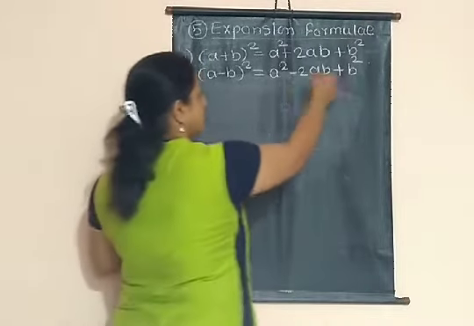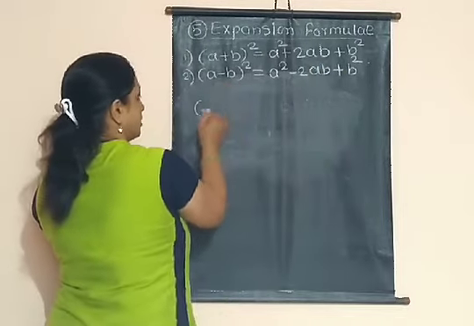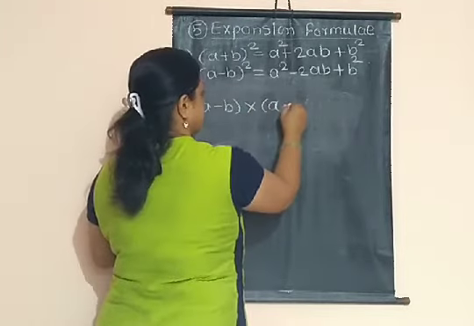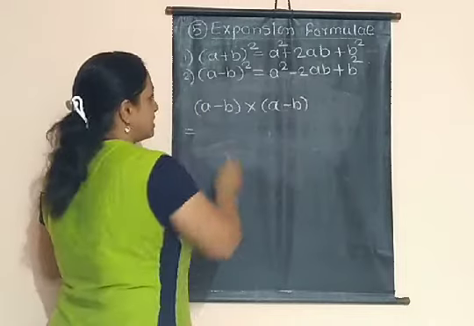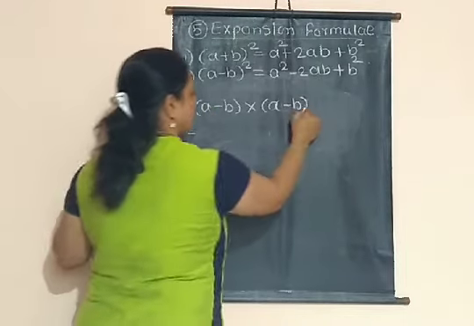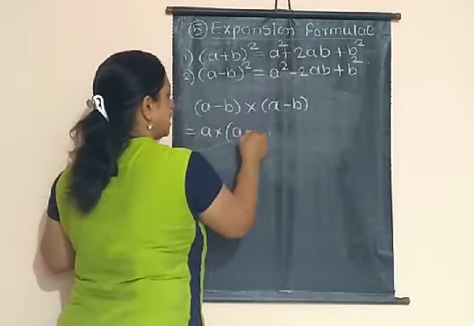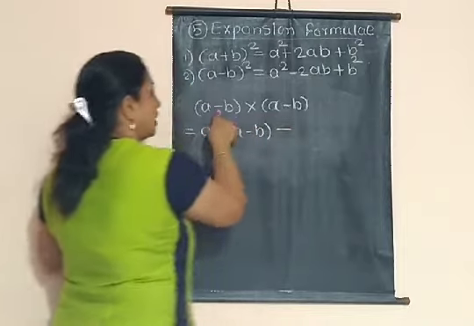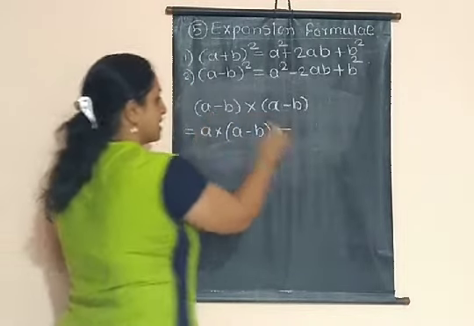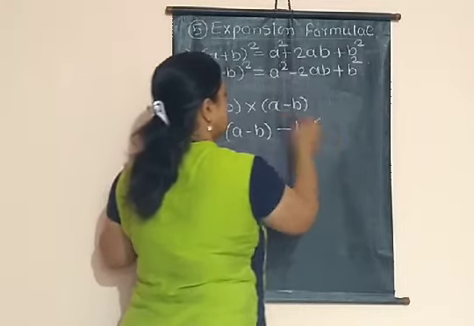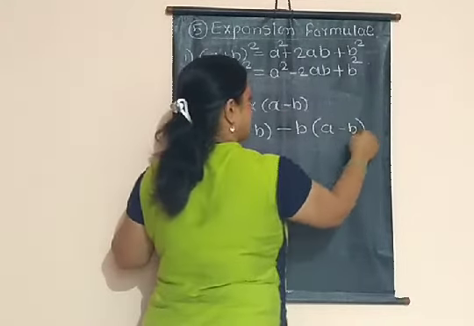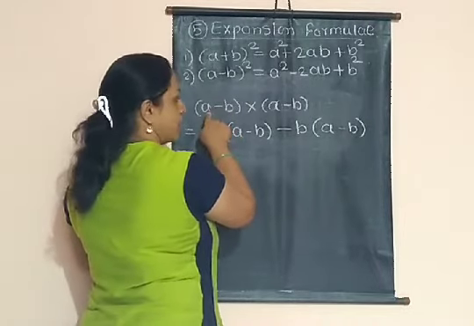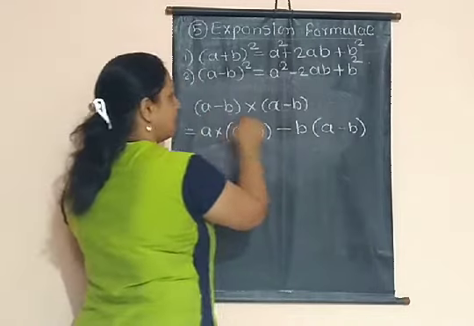Now let's see how to get this formula. We have to take the product two times, so (a minus b) into (a minus b), and now let us expand this. First we take the product of a with this term, so a multiplied by (a minus b). Again we take a minus sign now, because b has a minus sign, so minus b into this term, (a minus b). Got it? We multiply a with this term, then b with this term.